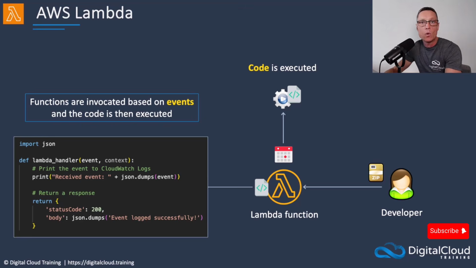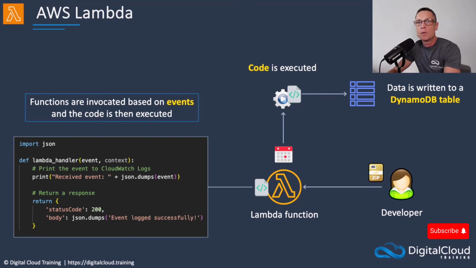So maybe you have an order system and the order system has received an order and then it's passing it to Lambda. Lambda is going to process that order and then store the information somewhere or pass it to another application component. In the case of the diagram here, the data is being written to a DynamoDB table. So let's have a look at Lambda in action.